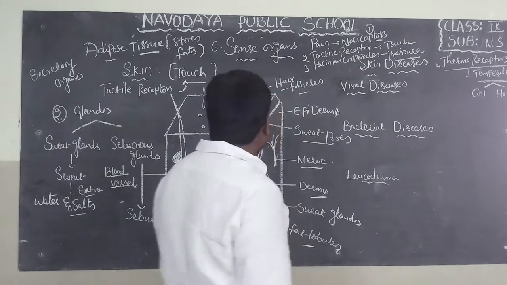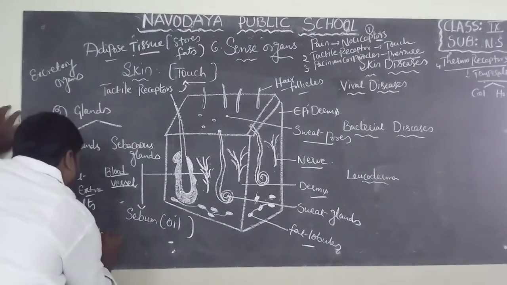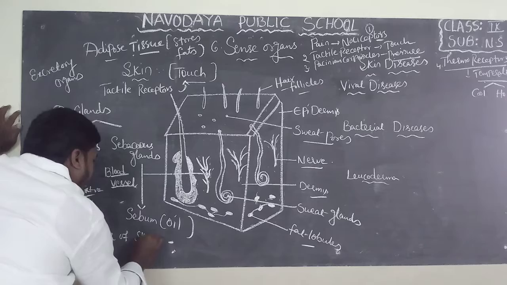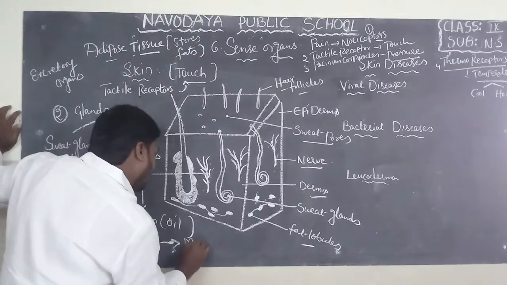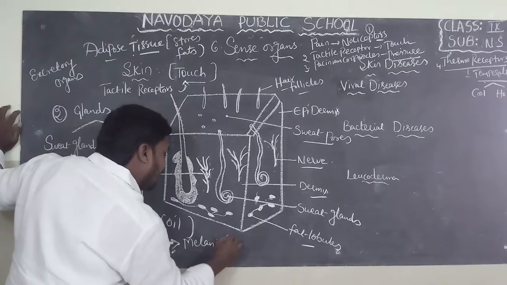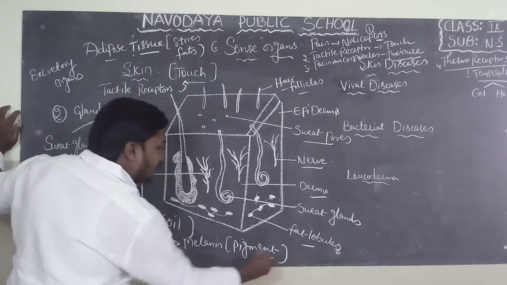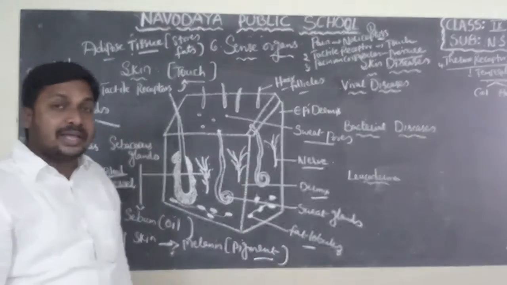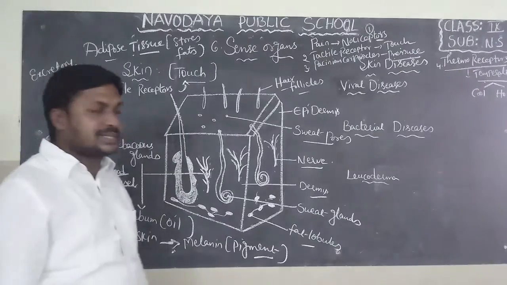Do you know what is the color of skin? The color of skin is due to a pigment known as melanin. Melanin is a pigment which gives color to the skin.